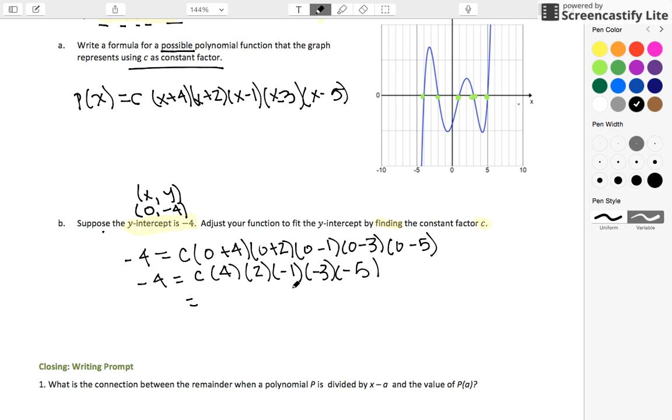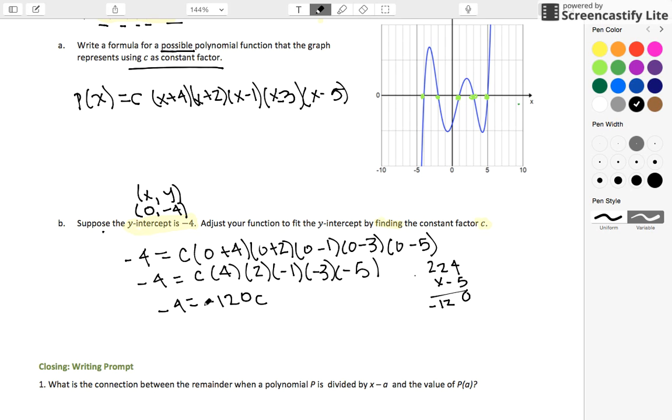8 times -1 is -8. -8 times -3 is 24. And then 24 times negative 5 is... 5 times 2 is 10. And then we have 12, negative 120. So now this whole thing is simplified to negative 120 times c equal to negative 4.